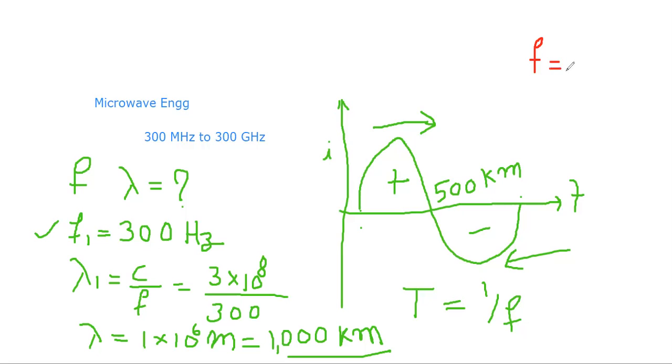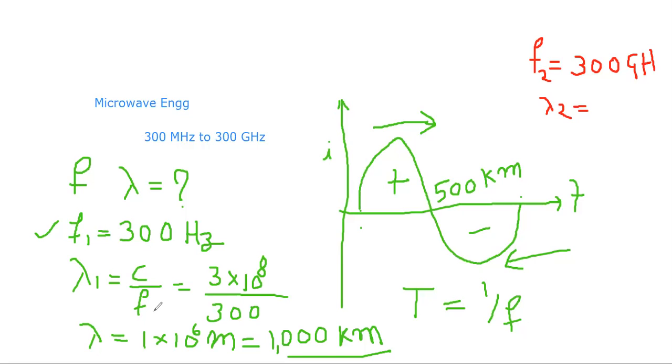Now I'll take a higher frequency, suppose 300 gigahertz, the microwave, very high frequency. So if I put 300 gigahertz, here the simple calculation, I'll say for f2 and lambda 2. So lambda 2 will be, again the formula is the same, c by f. c remains the same, that is 3 into 10 to the power 8.